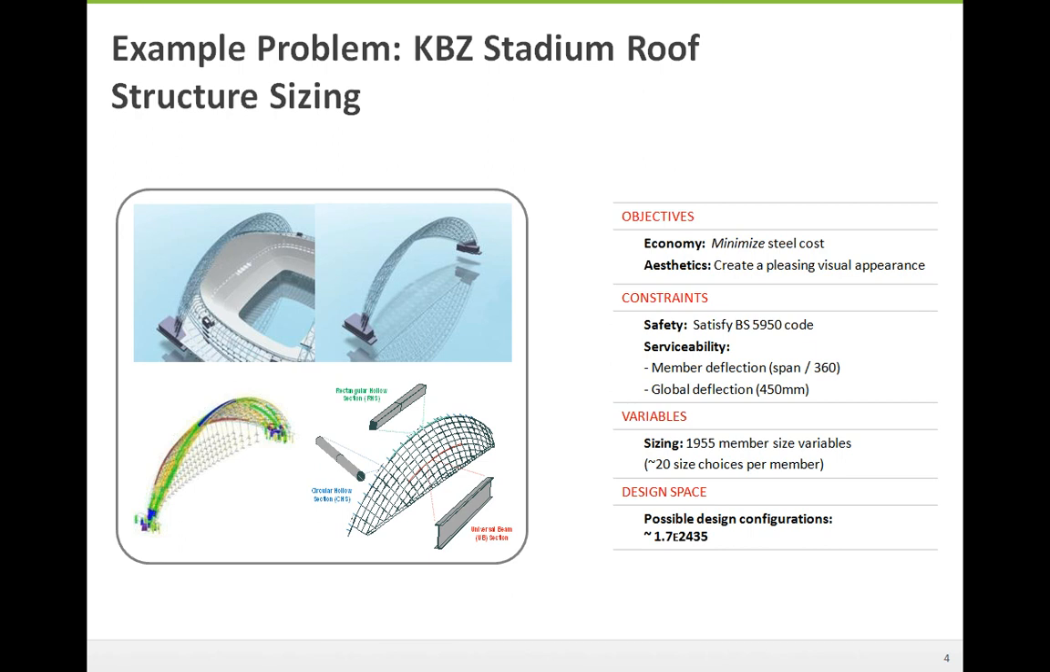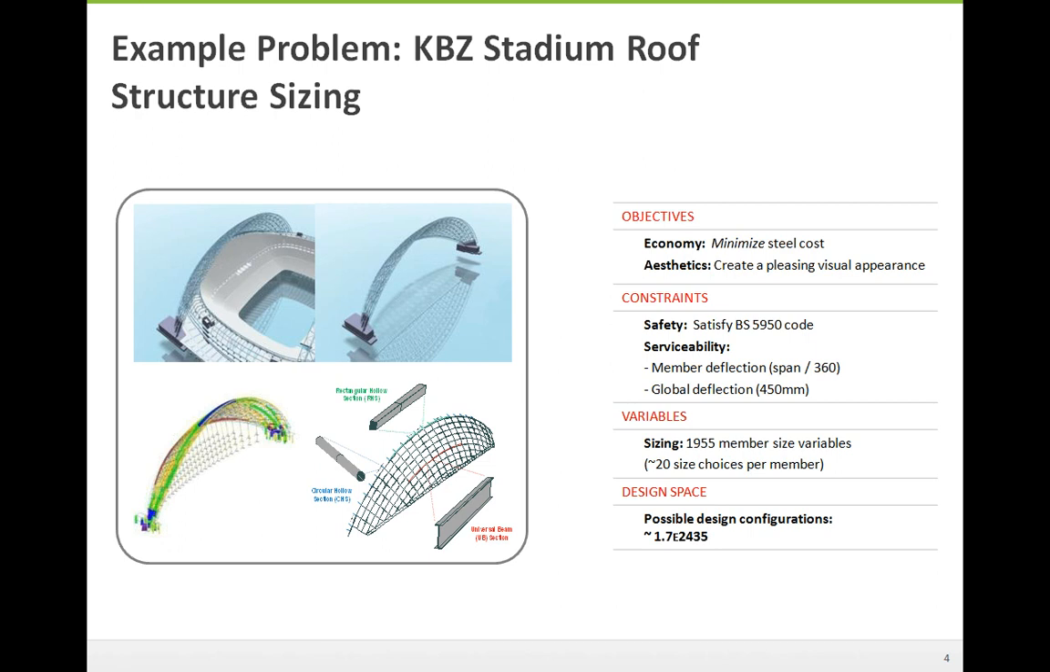This structure had an aesthetic component. The whole bottom surface of the truss is exposed to the crowd, so making sure that that met the architect's aesthetic criteria. And then, of course, we have constraints for safety, satisfying building code requirements for strength, as well as serviceability, which is basically how the structure deforms under load to make sure it's one, safe, and also comfortable for the audience. You don't want to see the roof flapping in the wind, for example.